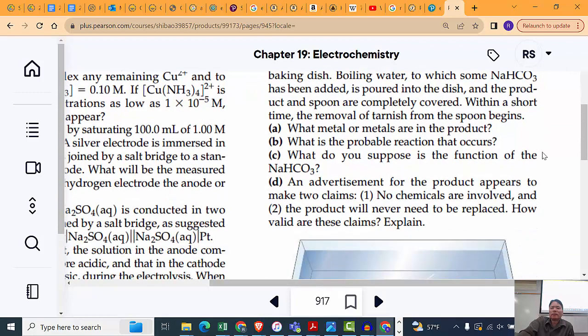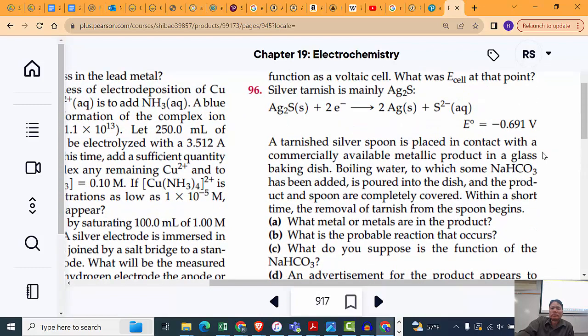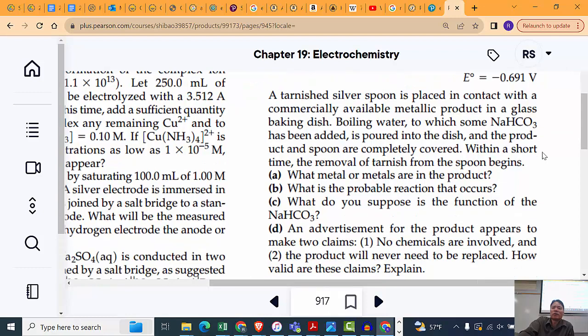So do you know what people use? A tarnished silver spoon is placed in contact with a commercially available metallic product in a glass baking dish. The glass is not used, but the metal, we want some metal with an oxidation potential greater than 0.691 volts. Boiling water to which some sodium bicarbonate has been added. Sodium bicarbonate is like the salt bridge, right? It's poured into a dish and the product and spoon are completely covered. Within a short time, the removal of tarnish from the spoon begins. What metal or metals are in the product? What is the probable reaction that occurs? What do you suppose is the function of sodium bicarbonate?